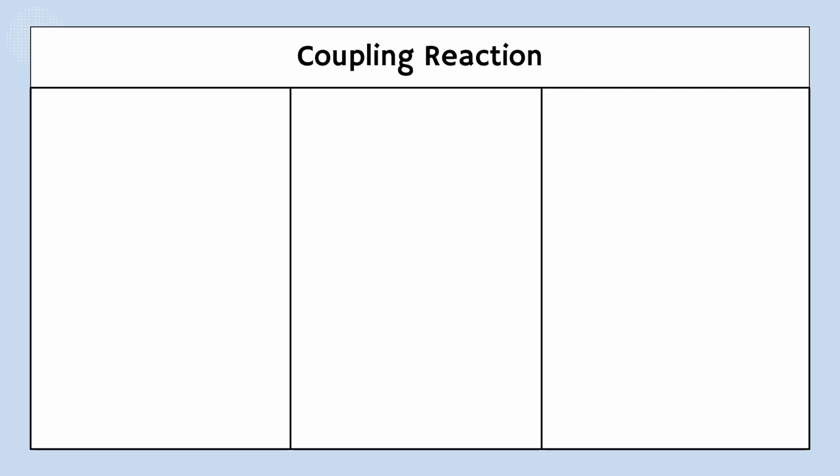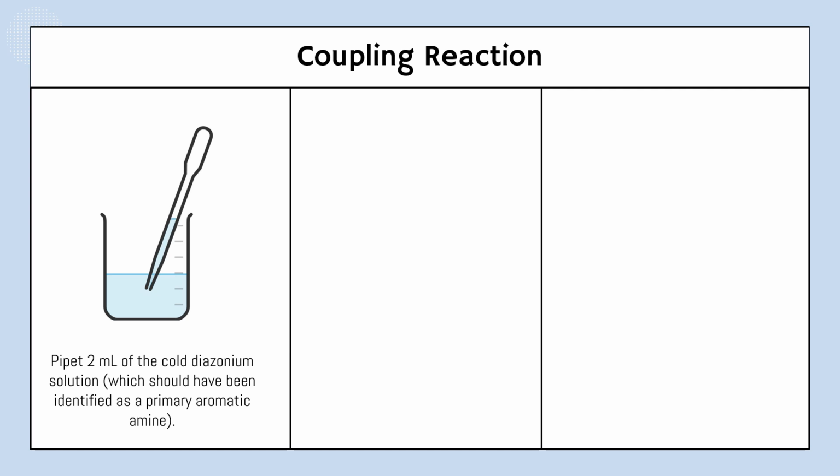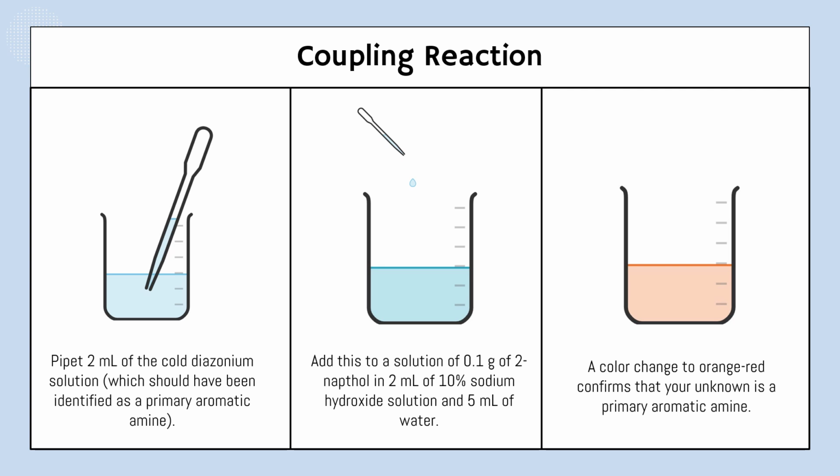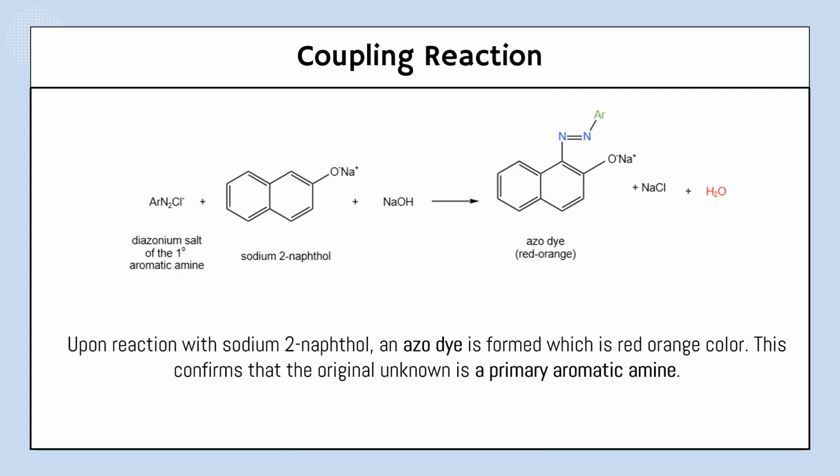Firstly, we have the coupling reaction. We can pipette 2 milliliters of the cold diazonium salt, which should have been identified as our primary aromatic amine. We add the solution to 0.1 grams of 2-naphthol in 2 milliliters of 10% sodium hydroxide and 5 milliliters of water. A color change to an orange-red will confirm that the unknown is in fact a primary aromatic amine. This is because upon the reaction with sodium 2-naphthol, an azo dye is formed, which is this red color. This will confirm that the unknown is a primary aromatic amine.